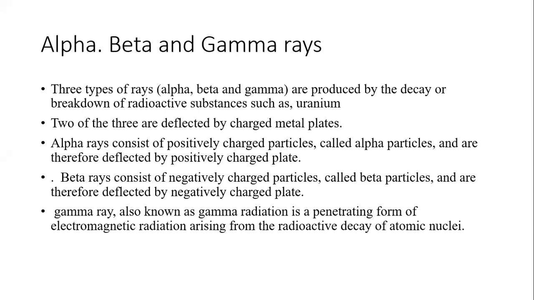Three types of rays, alpha, beta, and gamma, are produced by decay or breakdown of radioactive substance, such as uranium. Two of the three are deflected by charged metal plates. Alpha rays consist of positively charged particles called alpha particles and are therefore deflected by positively charged plate. Beta rays consist of negatively charged particles called beta particles and are therefore deflected by negatively charged plate.